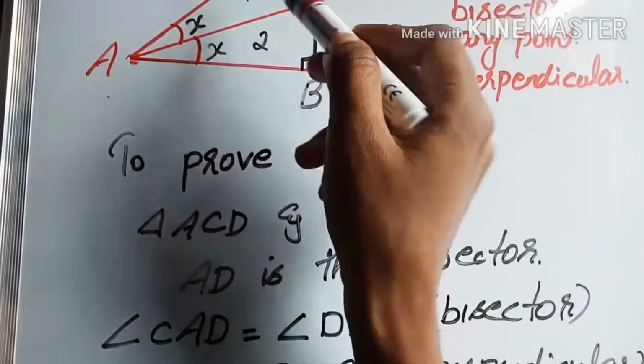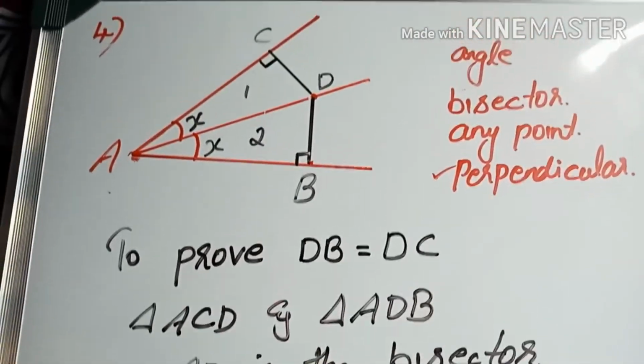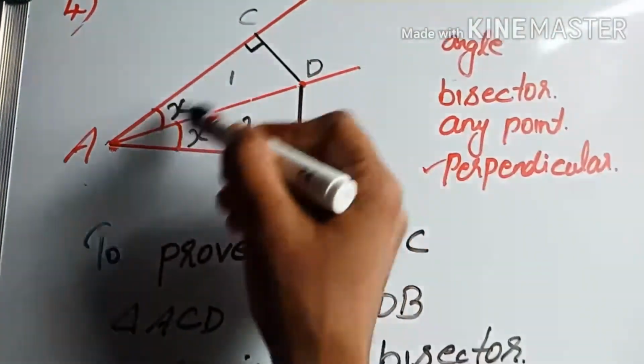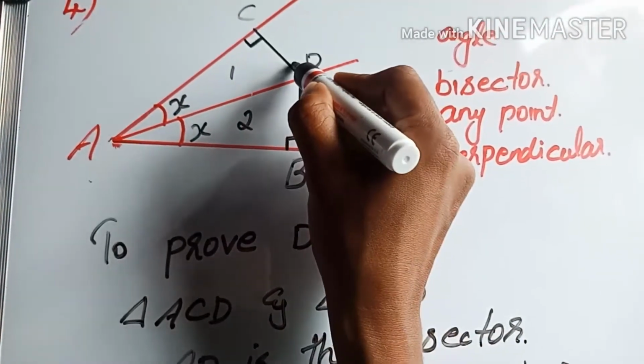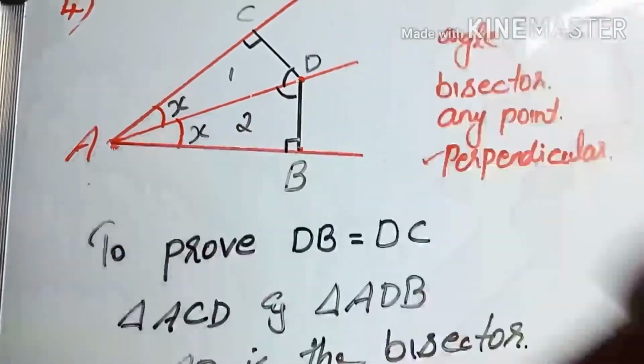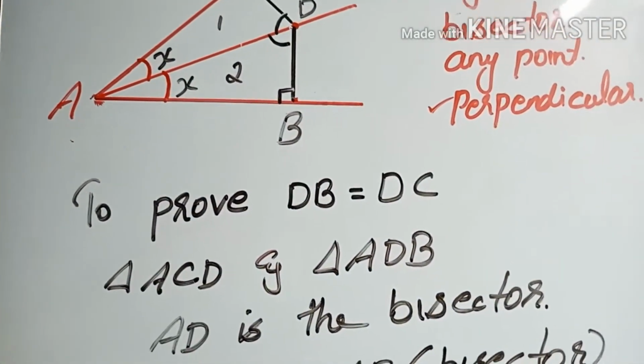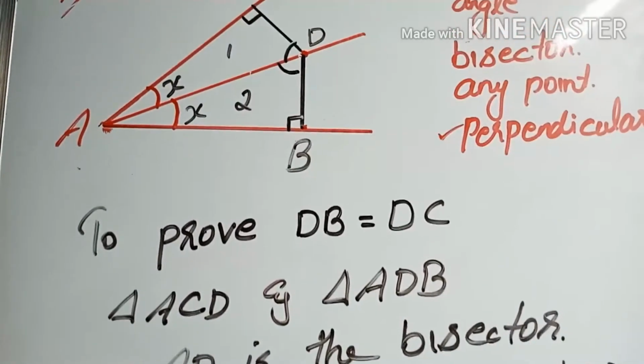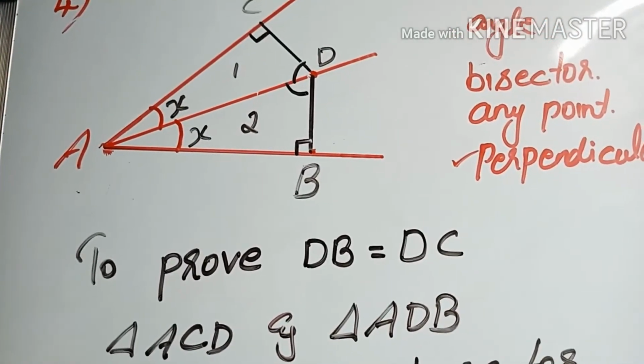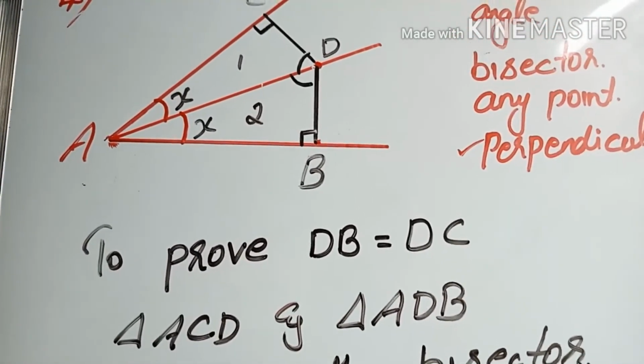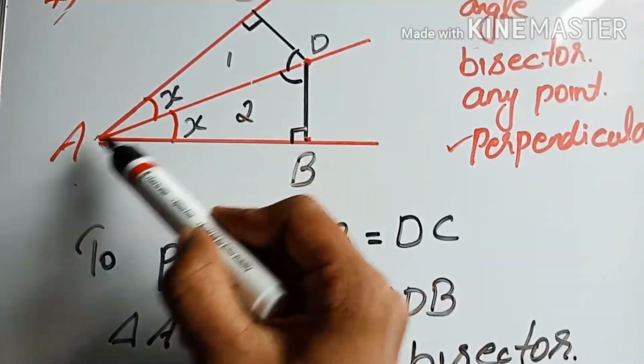Now, if two angles are equal, then the third angle will also be equal. Now if all three angles are equal, what can we say about these two triangles? We got all three angles equal, and one common side also here, AD.